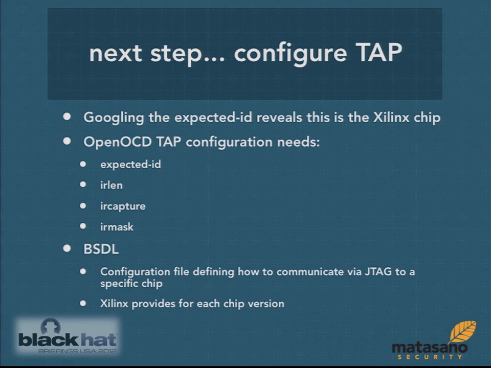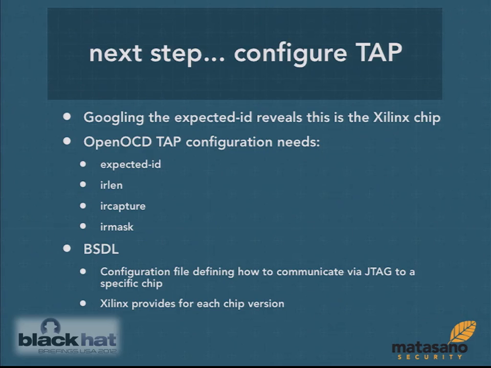And there's four different things that you need in order to do that. First is the expected ID, which it already gave me. Then the IR length, the IR capture, and the IR mask, which I originally just started throwing some numbers at and seeing what it did. Everything was turning out to be an error.